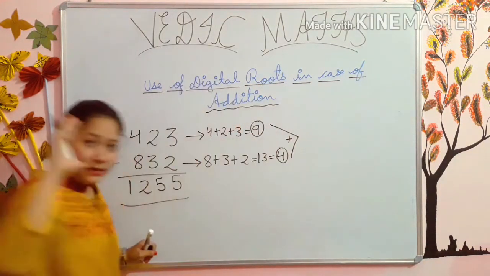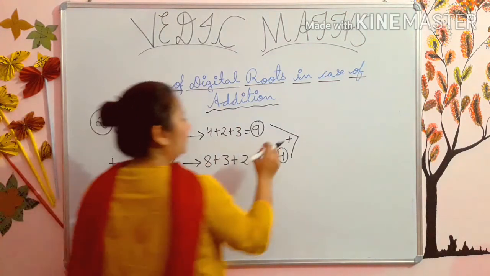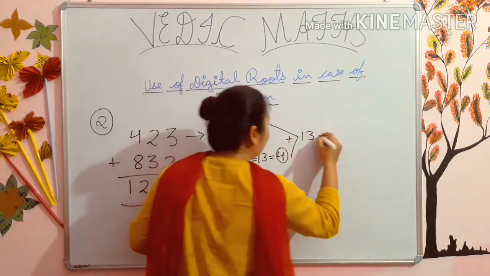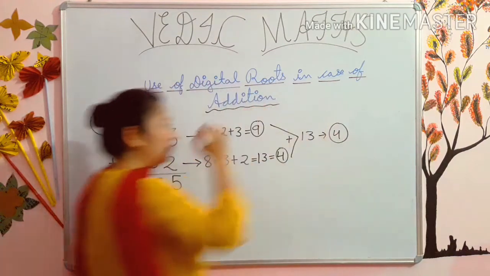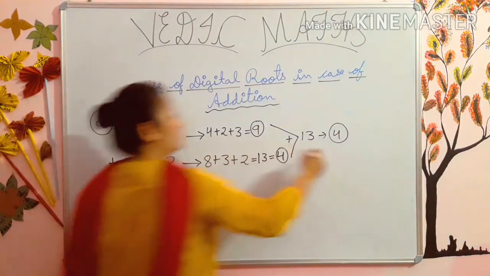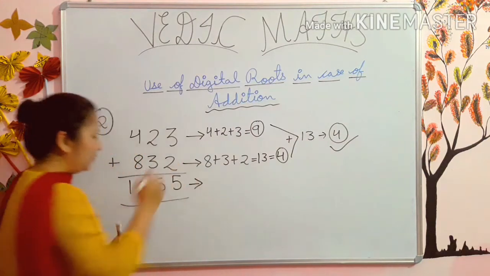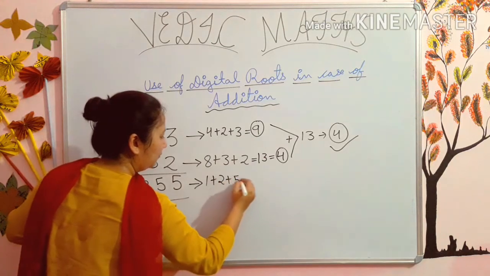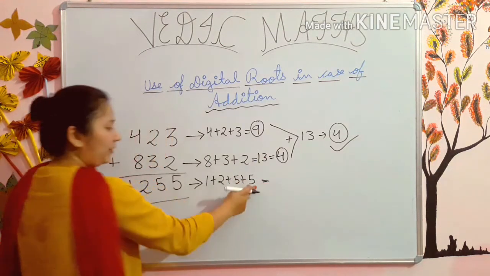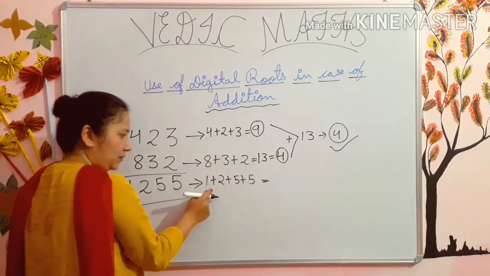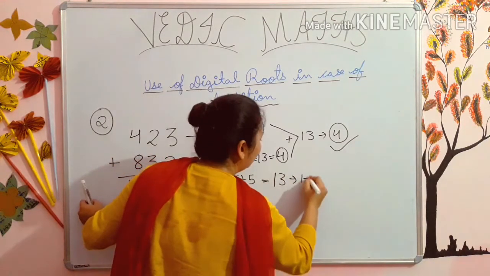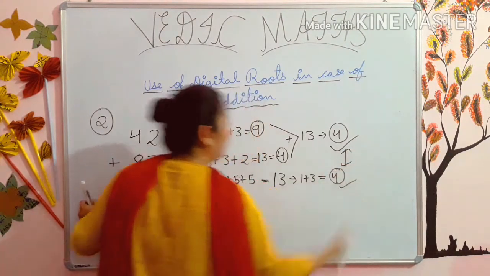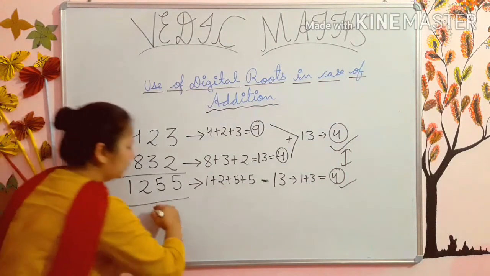Remember students, you have to add the digital root of both the numbers. 9 plus 4, 13. Now 13 is not a digital root. Add them again, there is 4. Now 4 is your last. Now find the digital root of this number. 1 plus 2 plus 5 plus 5. Now 5 plus 5, 10, 10 plus 2, 12, 12 plus 1, 13. Now this is not a digital root, add it again and it comes 4. So they both are same. So your answer is right.